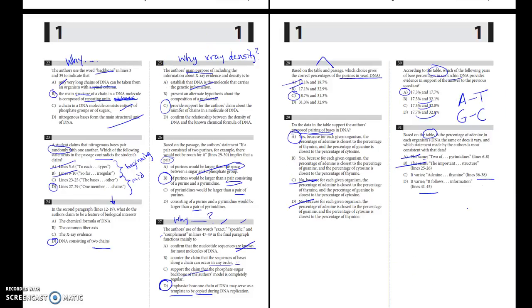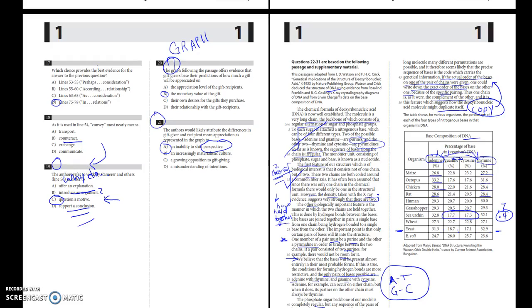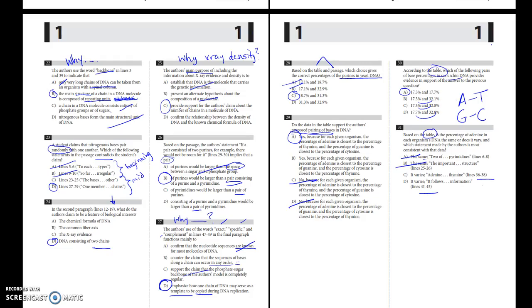Okay, so we're looking at lines 36 through 38 or 41 through 45. So 36 through 38 say adenine can occur on either chain, but when it does, no, that doesn't say anything. So I know it's D because C doesn't have anything to do with it. The answer has to be D, and we're done with this.